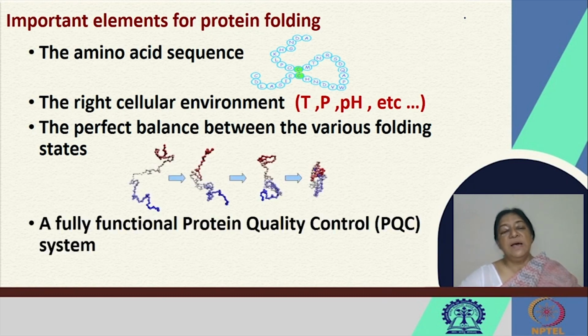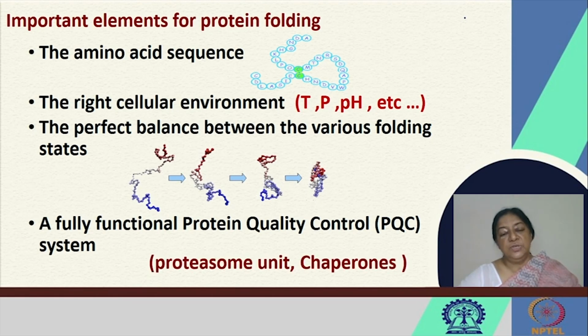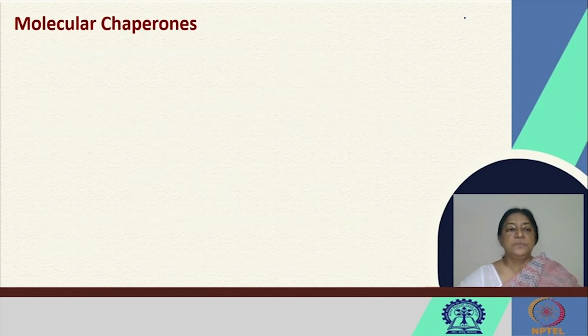So once we have this functional protein, the idea is that there is protein quality control. What we need is a fully functional protein quality control system. In this lecture, we will be looking at proteasome units and chaperones that constitute the protein quality control.